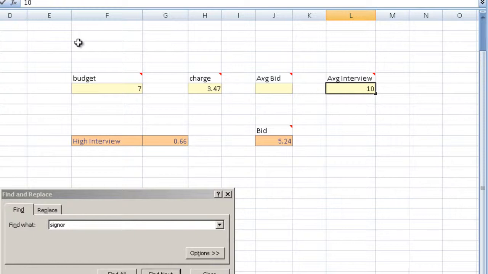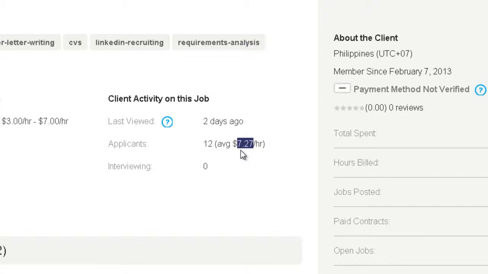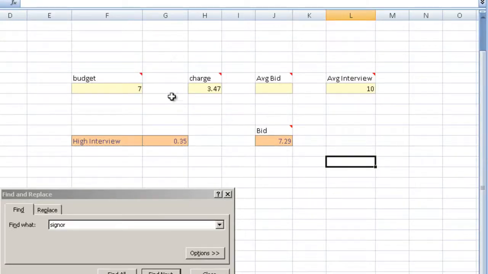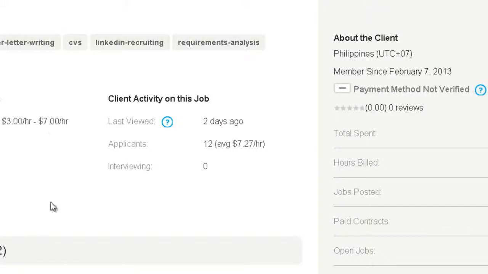In this case, let's enter $10, and you can see that the bid is now higher than the budget. All right, and that gives a good example of how the bid can be adjusted if the charge is less than the budget. Another example is if the client is willing to pay just a little bit under what the actual or the normal bid amount would be.